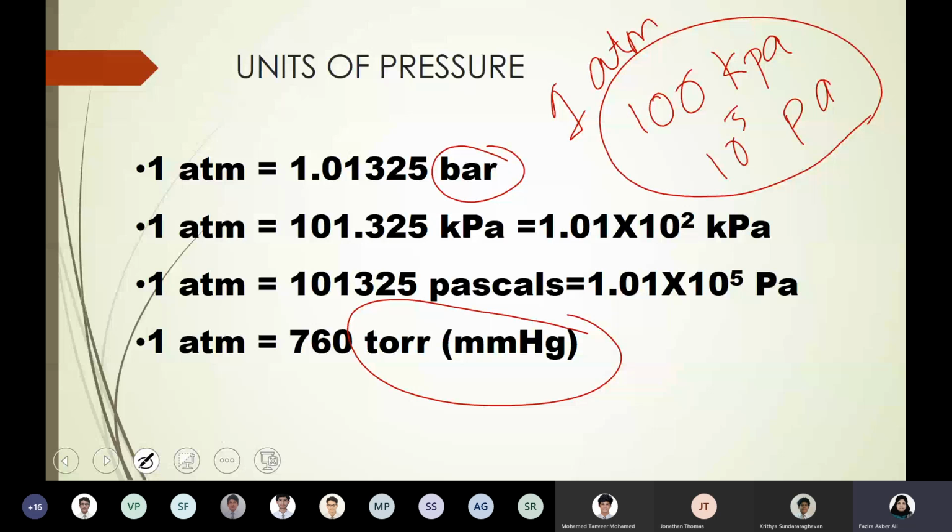Okay. So these are the different units of pressure. Is it clear? Yes, Zuhair?